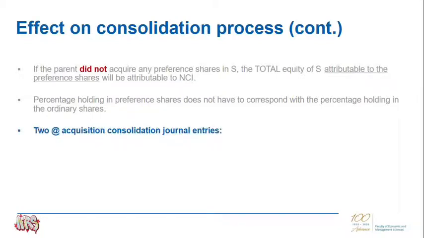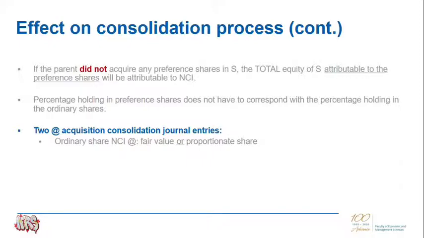From these discussions, you can now gather that we need two analyses of equity. And part of the analysis of equity is to determine the amounts for purposes of writing the at acquisition consolidation journal entry. So the moment you have two classes of equity participants, you have to also write two at acquisition consolidation journal entries. Still talking about non-controlling interests.